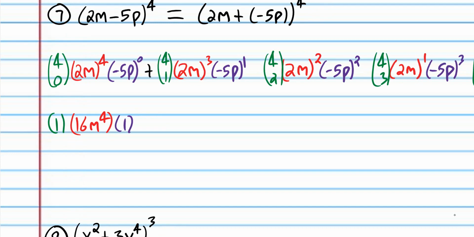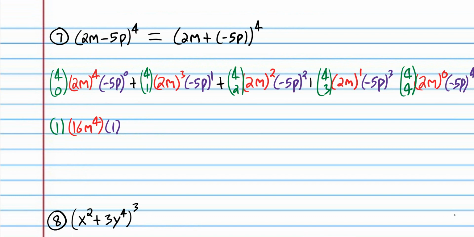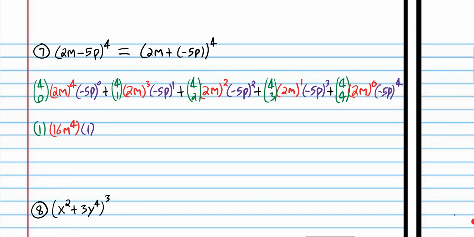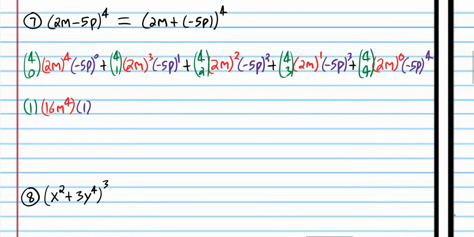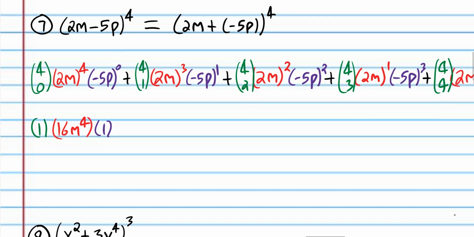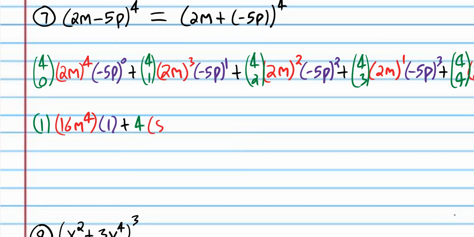And by the way, we forgot to write plus signs here. Sorry about that. Very easy to forget that. But again, if you don't write your plus signs, then the expression doesn't really have any meaning. How many ways can you choose one thing out of 4 things? That's 4. And 2m to the 3rd power, that's going to be 8m cubed. Negative 5p to the 1st power is just negative 5p.